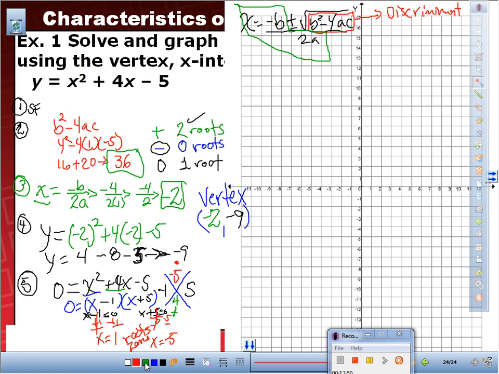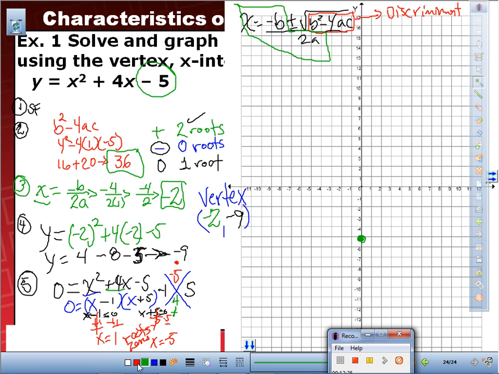Let's see. I'm going to start with my y-intercept. I'm going to do that in green. Let's look at our equation. What's my y-intercept? Negative 5. Let's plot our point. That's right here. All right, so we got our y-intercept, negative 5. It's always the constant. Remember that?